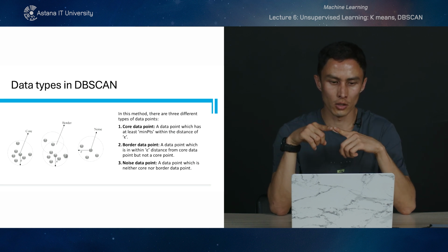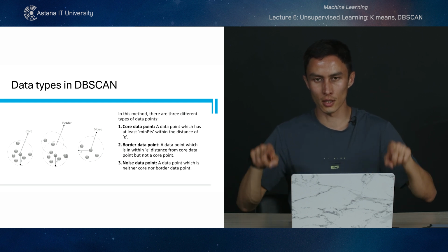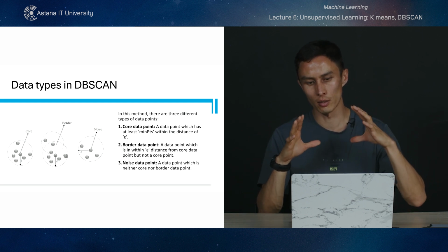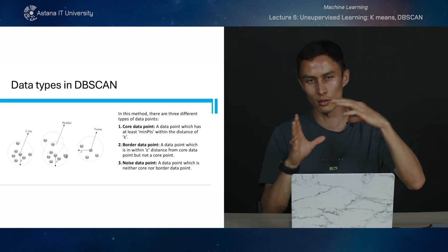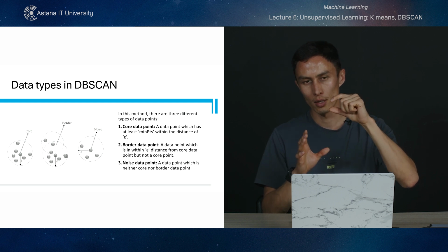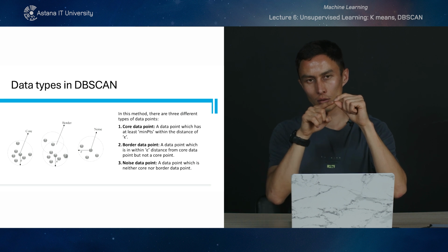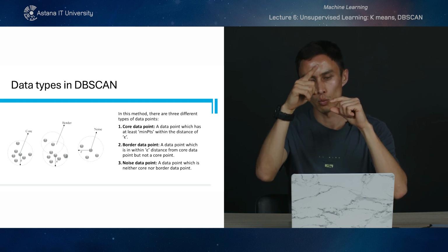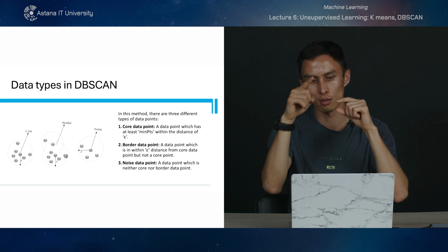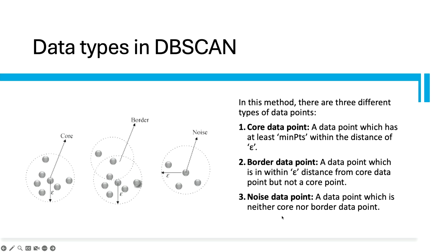So initially we have, in the circle, the minimum number of points within the epsilon distance. If, within this core data point's neighborhood, there is also another point which is within epsilon distance, we also call it a border data point. But other data points which are far from this epsilon, we consider as noise. So a point which is neither a core data point nor a border data point is considered noise.